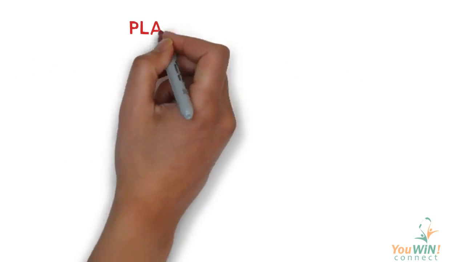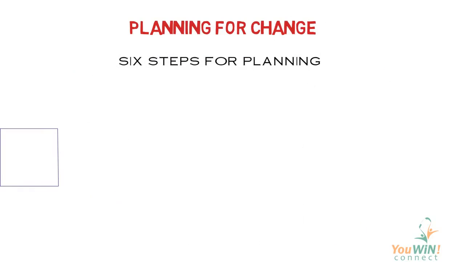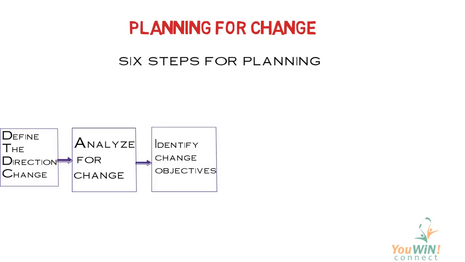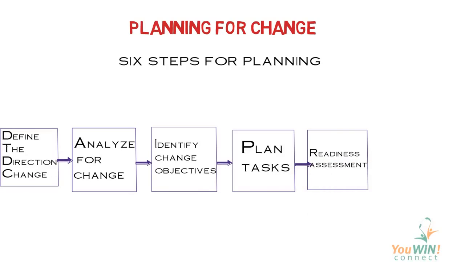Session 2, planning for change. There are 6 steps when planning for change. The first step is to define the change direction. The second step is to analyze for change. The third step is to identify change objectives. The fourth step is to plan tasks. The fifth step is to assess readiness. And the final step is implementation.